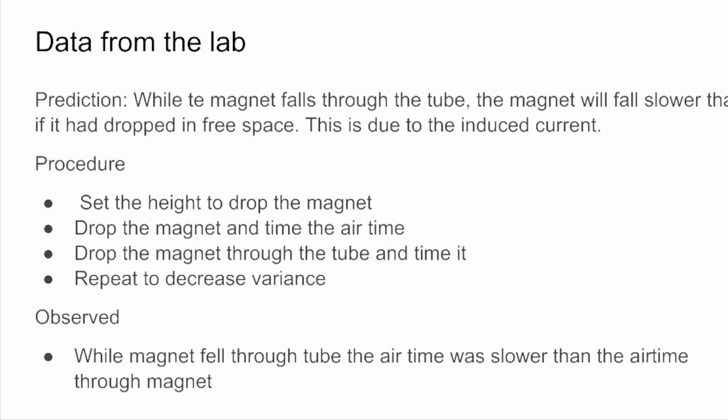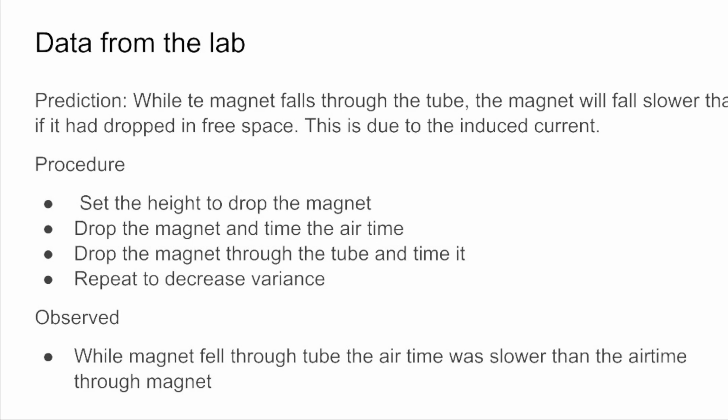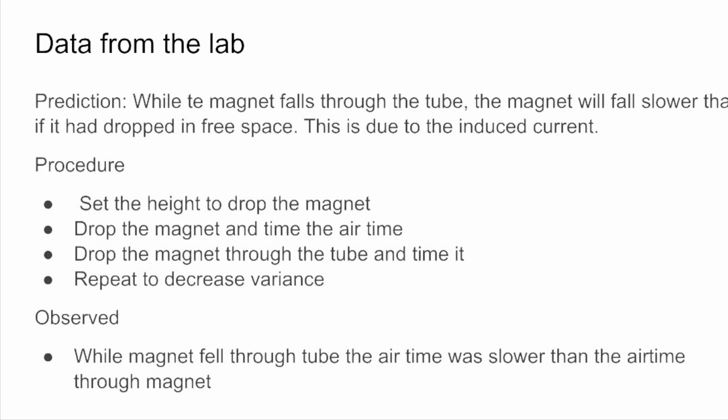Data from the lab. Prediction. While the magnet falls through the tube, it will fall slower than if it had been dropped in free space and had a free fall, and the reason it's slower is due to the induced current.